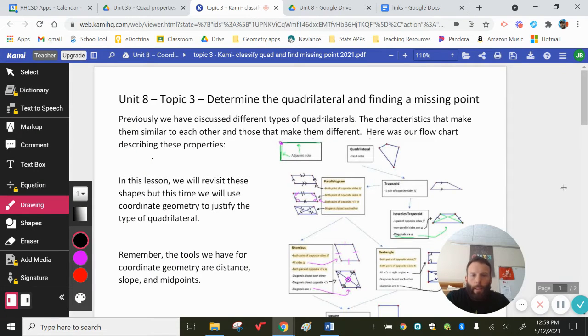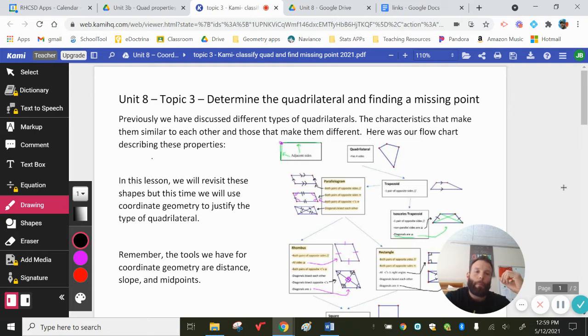Hello, my geometry friend. In this video, I am going to discuss coordinate geometry, and we are at topic 3 here. So two things are going to happen in this video. One is we're going to determine what type of quadrilateral we're looking at using coordinate geometry, and two, we're also going to use coordinate geometry to find a missing point.